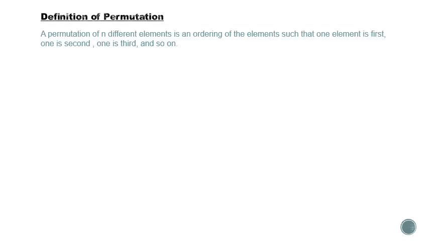Okay, so next we have a definition of permutation. So a permutation of n different elements is an ordering of the elements such that one element is first, one element is second, and one element is third, and so on. In other words, this is when order matters, right?